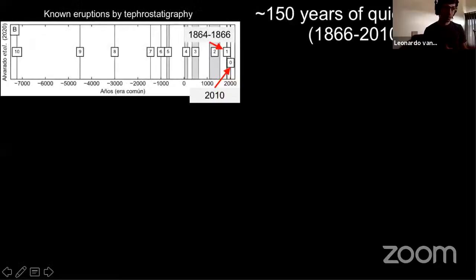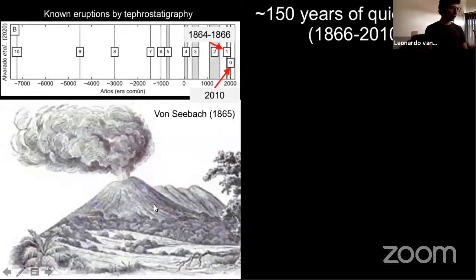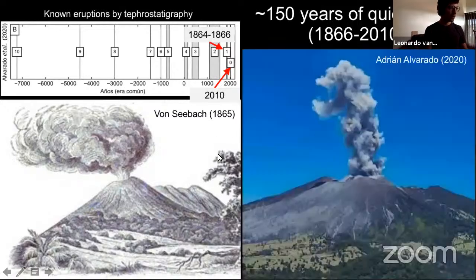Like almost 150 years of quiescence since the last eruption that occurred in 1864 to 1866, and in 2010 we had the first eruption of this recent activity. So this is a drawing from this last activity in 1865 and a similar view of the volcano in 2020.